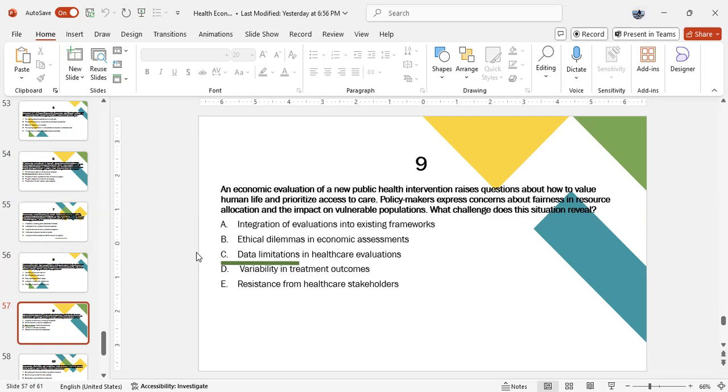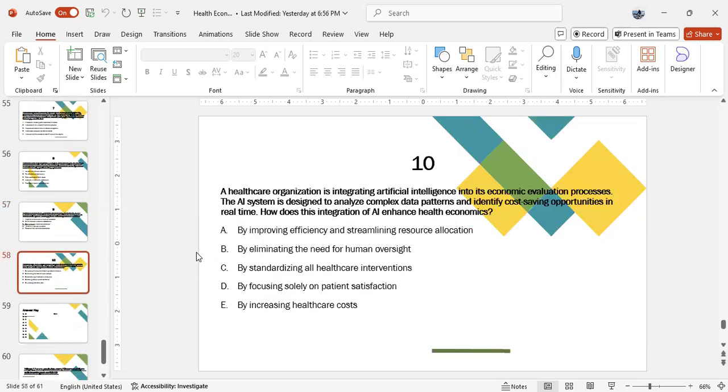A. Integration of evaluations into existing frameworks. B. Ethical dilemmas in economic assessment. C. Data limitations in healthcare evaluations. D. Variability in treatment options. Or E. Resistance from healthcare stakeholders. E. Correct answer is Beta. A healthcare organization is integrating artificial intelligence into its economic evaluation process.